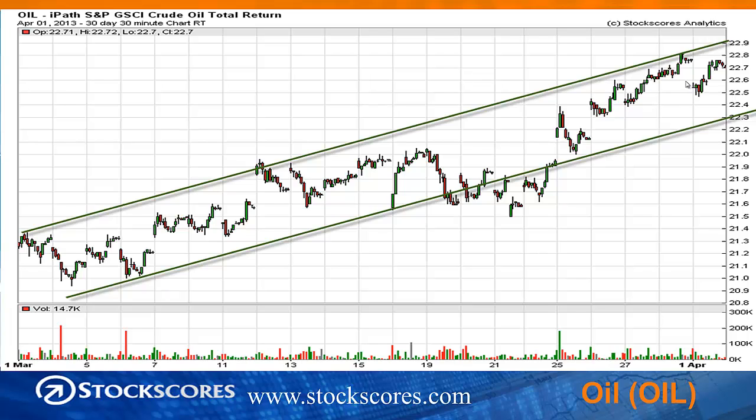Well, here's a short-term chart of the oil market, and you'll understand why in a moment, because the oil market on this time frame, which is the last 30 days, looks pretty strong. We've had a nice upward trending market, and overall the buyers are in control.